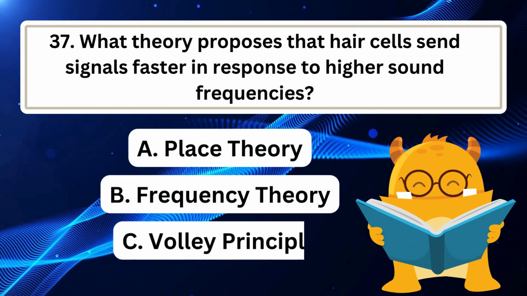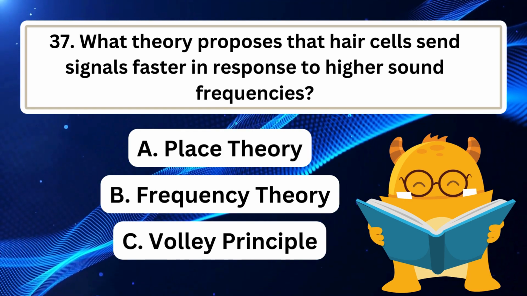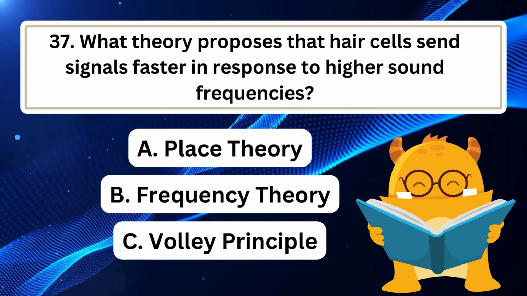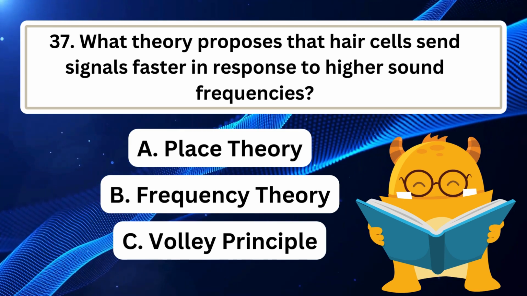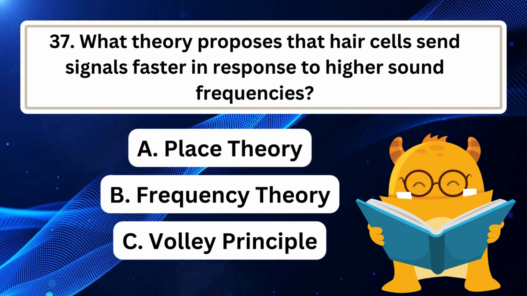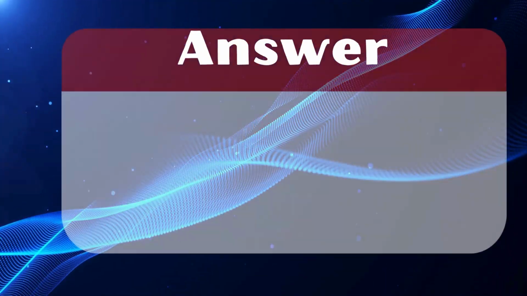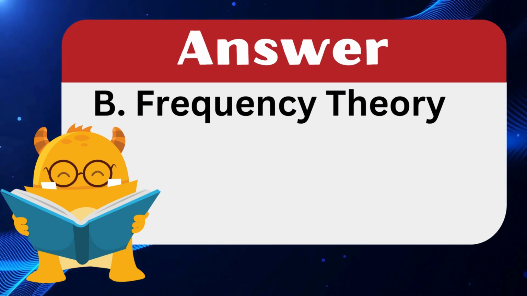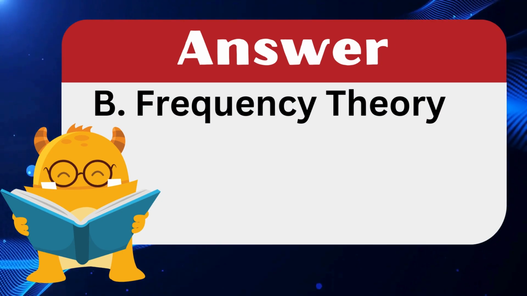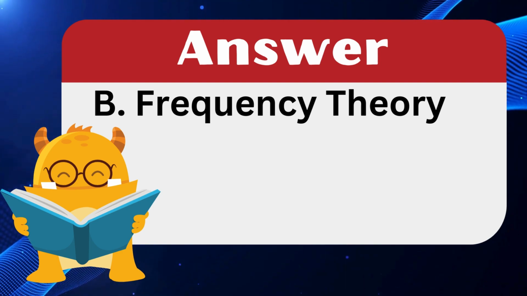37. What theory proposes that hair cells send signals faster in response to higher sound frequencies? A. Place theory. B. Frequency theory. C. Volley principle. B. Frequency theory. Frequency theory suggests that hair cells send signals faster in response to higher sound frequencies.